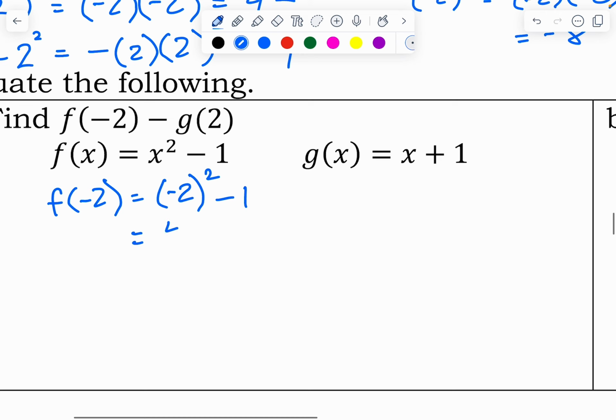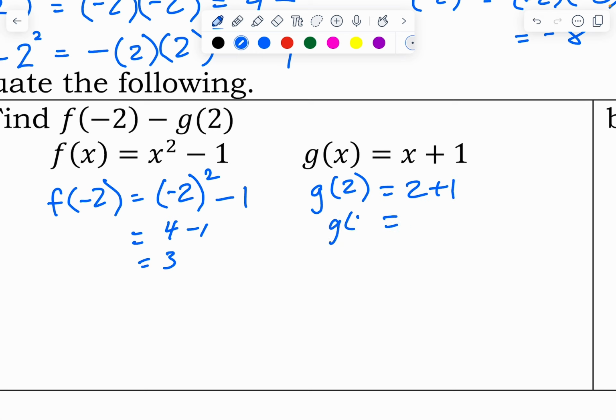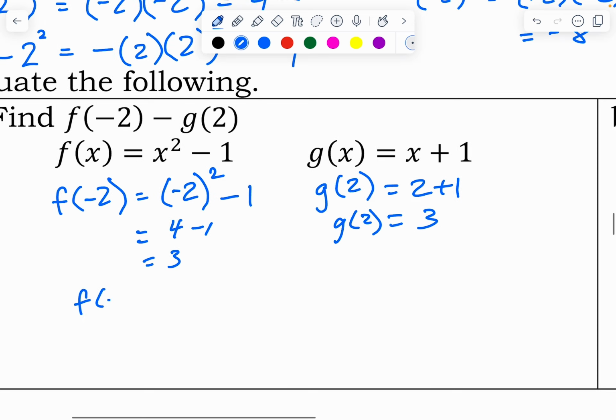Okay, so this becomes a positive 4 minus 1, which is equal to 3. This one, we're looking at g of 2, would be 2 plus 1, which is equal to 3. So f of negative 2 minus g of 2 means that we have f of negative 2 was 3, minus g of 2 was 3, and 3 minus 3 is 0.